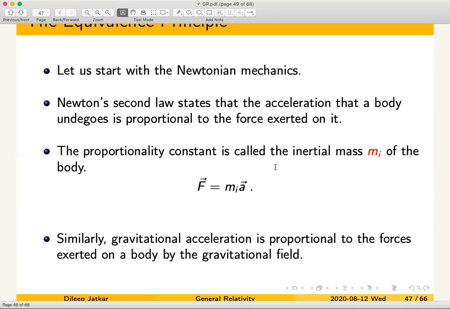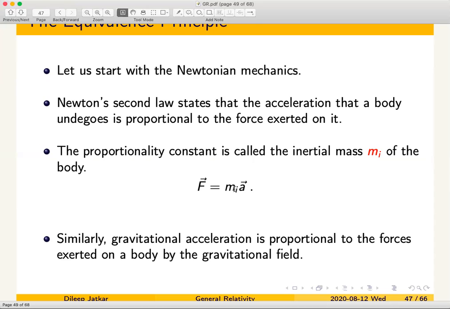Okay, so therefore we would write that equation as vector F is equal to mi times a, where mi is the inertial mass of the body. This is a part of Newton's second law, and this is just a proportionality constant.